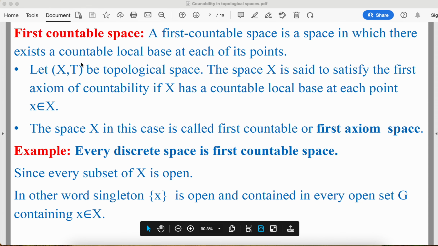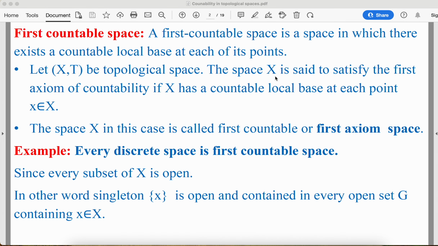Suppose X is a topological space. The space X is said to satisfy the first axiom of countability if X has a countable local base at each point of X. The space X in this case is called first countable or first axiom space. So first axiom space and first countable space are one and the same thing. A first axiom space is a space in which there exists a countable local base at each of its points.